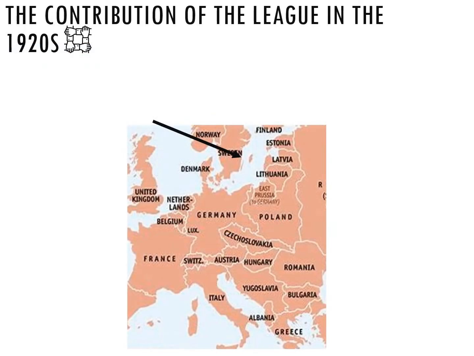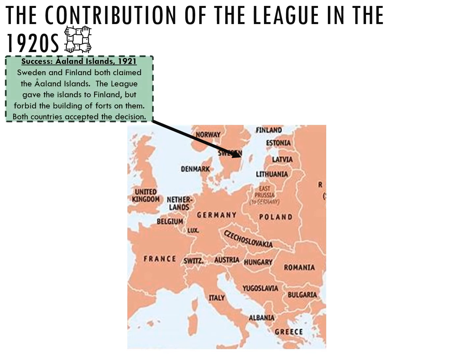So, how did then the League contribute to peace in the 1920s? So the first one is the success that we see in the Aland Islands, where Sweden and Finland were disputing between themselves about the Aland Islands. They'd been part of Finland historically, but most of the population wanted to belong to Sweden. The governments of both Sweden and Finland asked the League to make a judgment, and the League said that the island should remain part of Finland, but that no military personnel or arms could be based there, and both countries agreed with the decision.